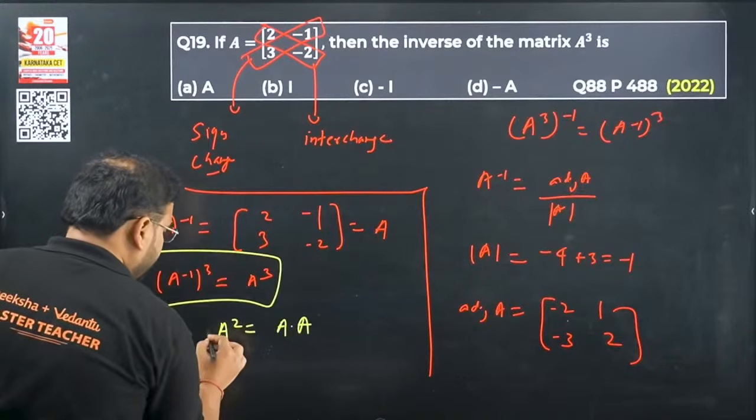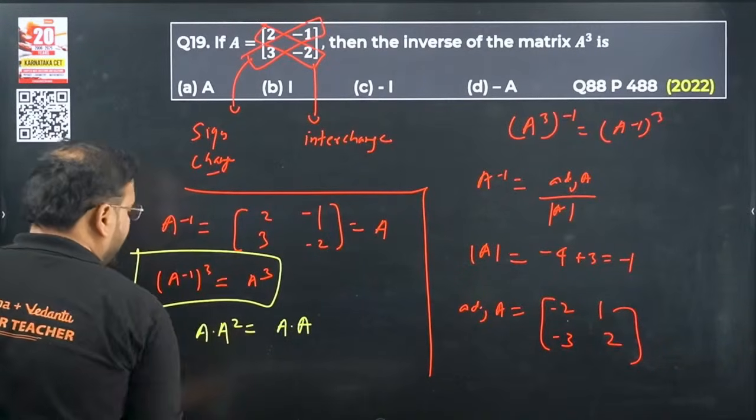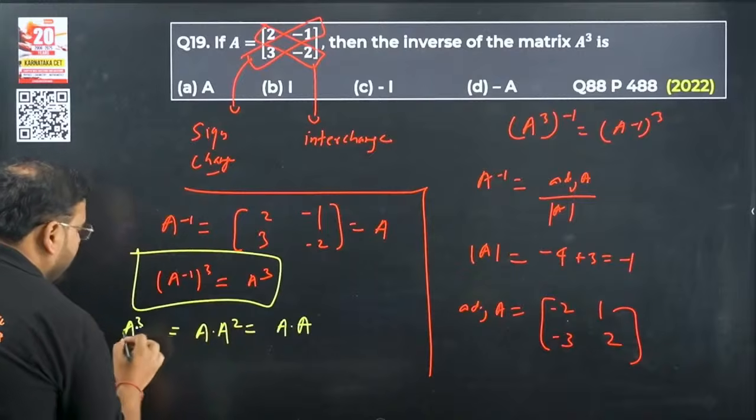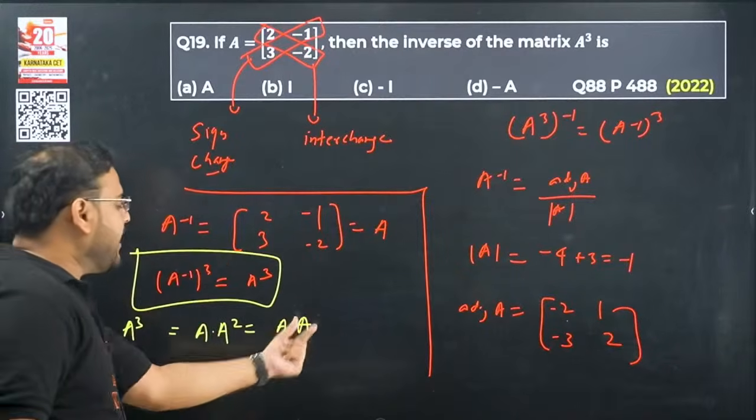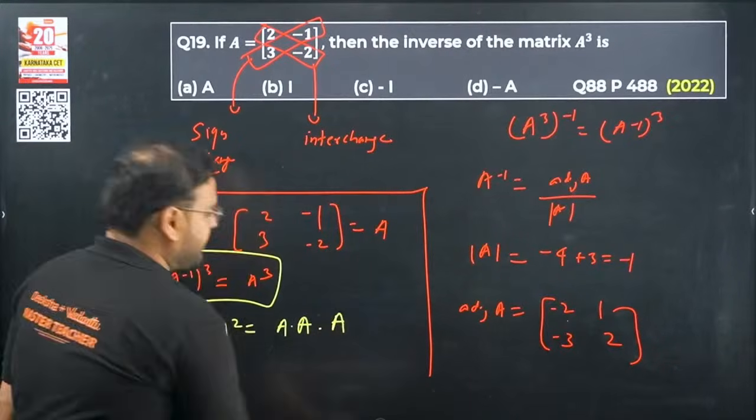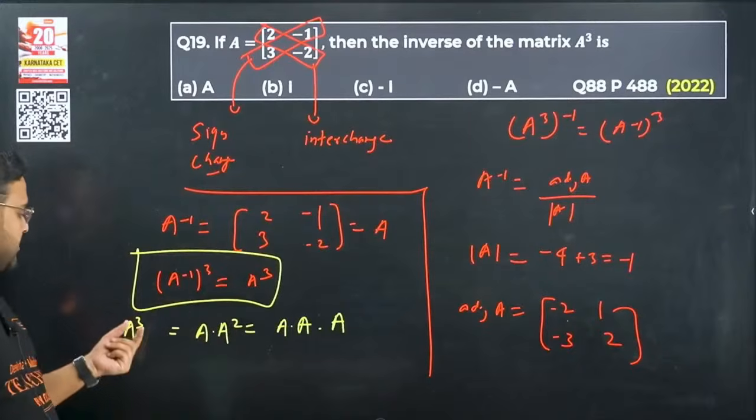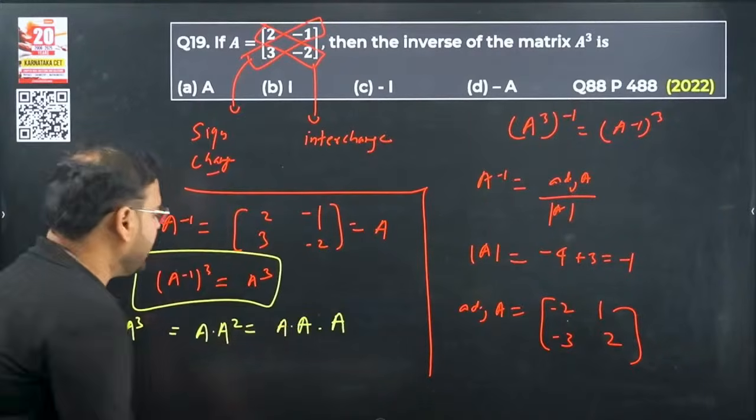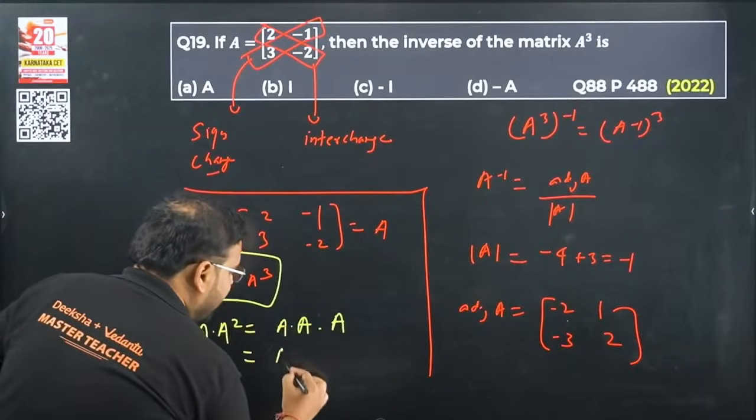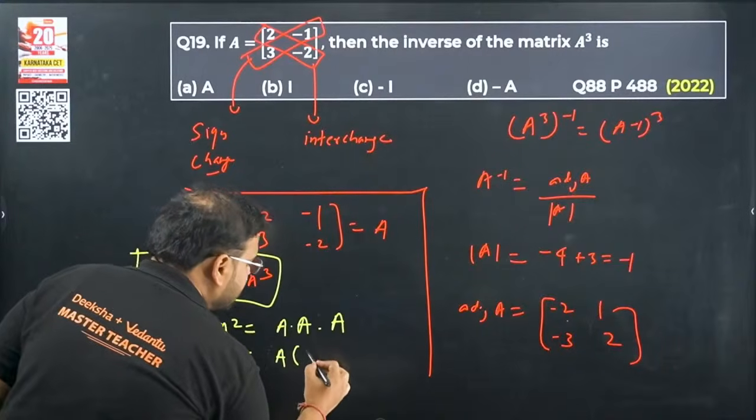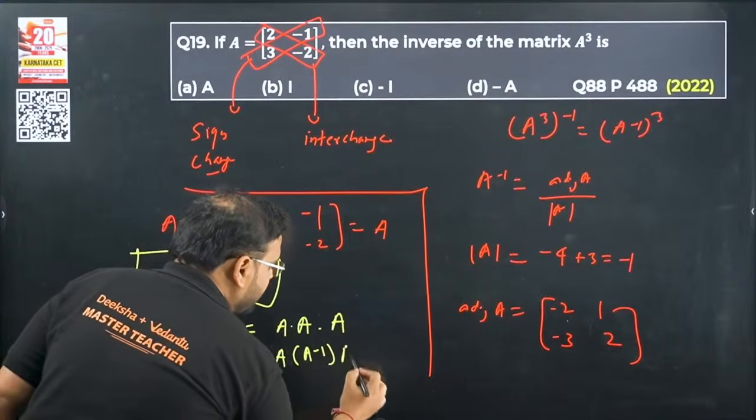So what is A cube? A cube is A into A square. So I have A cube as A into A square, so A into A into A. Now you check. I'll write one of the A as it is. The middle one I'll write as inverse into A.